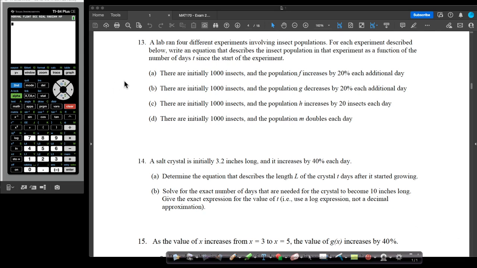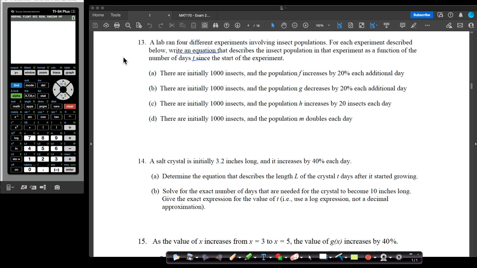Question 13. We have a lab that's running 4 different experiments, so we're going to look through these. They're all described below. They're insect populations, and the function that's being spoken about is the number of days t since the start of the experiment. Okay, so we're being asked to write an equation.